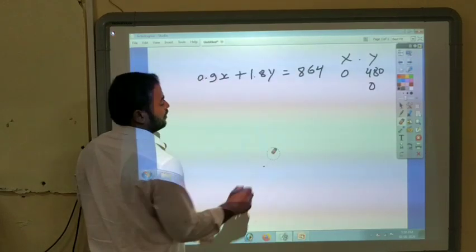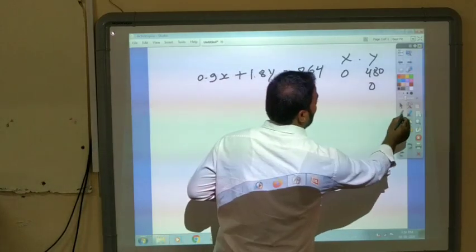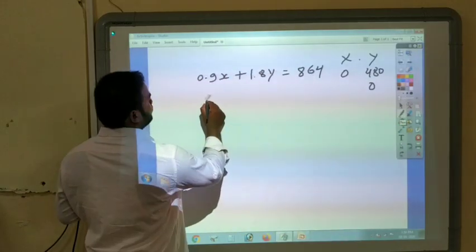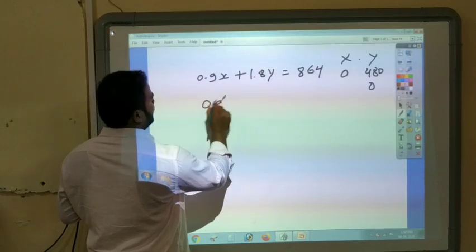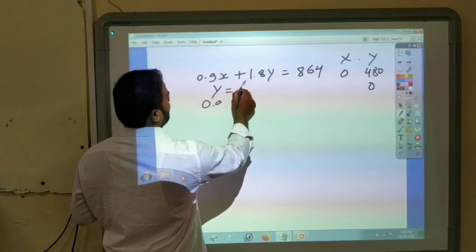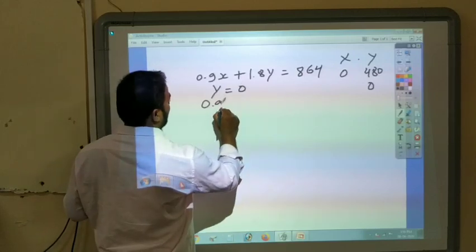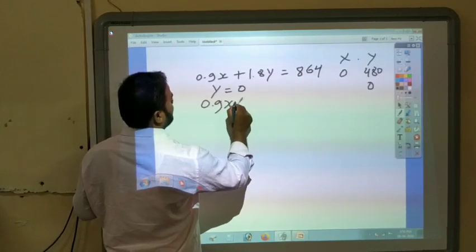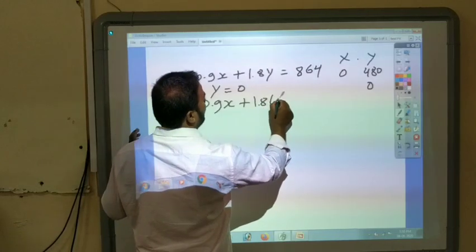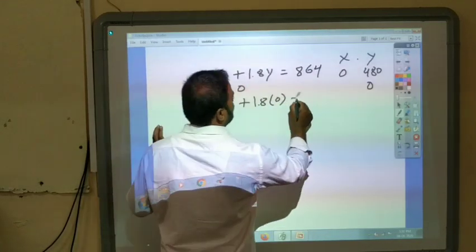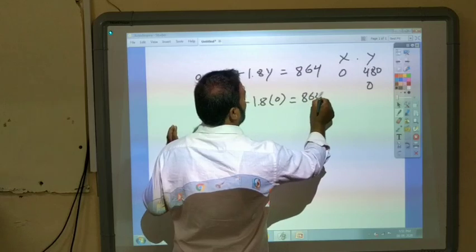Now we are putting y value to 0. Now putting y is equal to 0, 0.9x plus 1.8 into y value 0 is equal to 864.